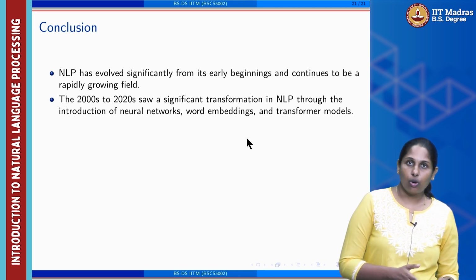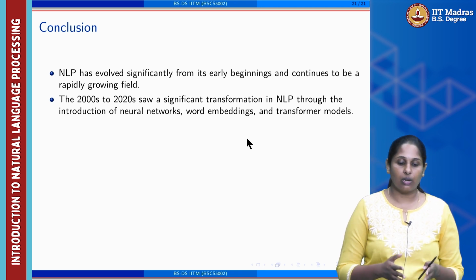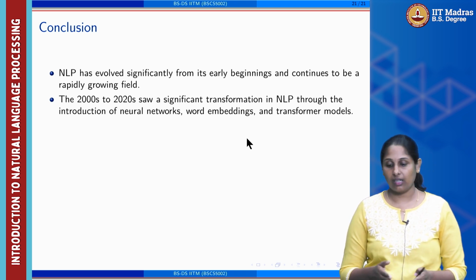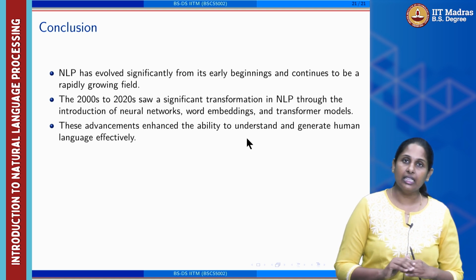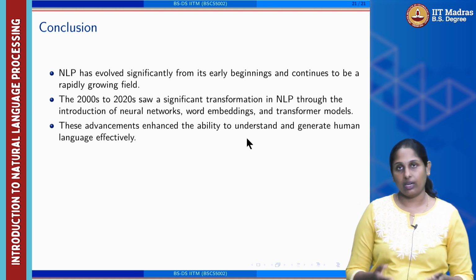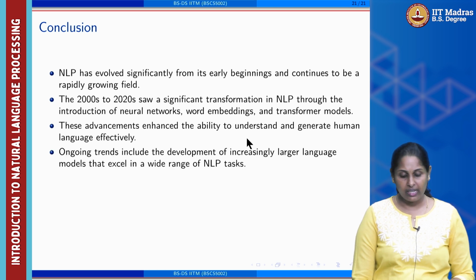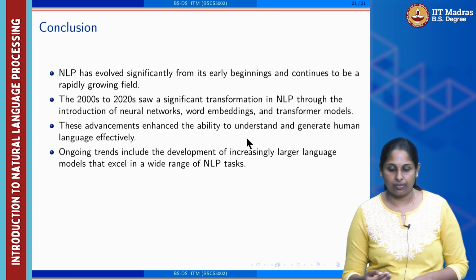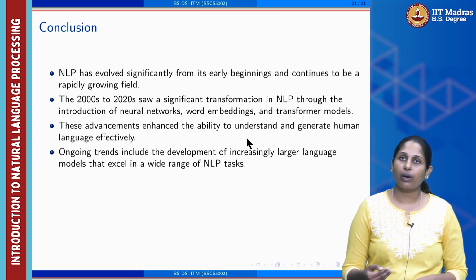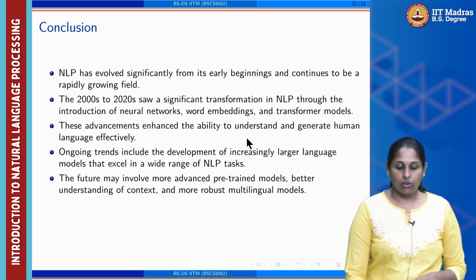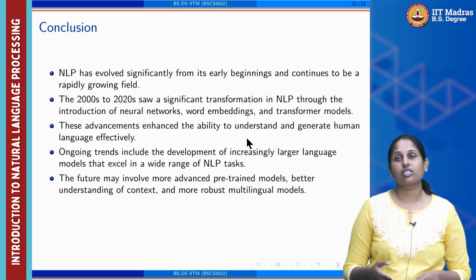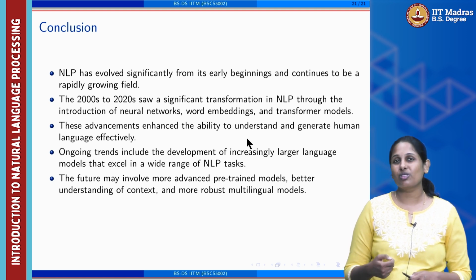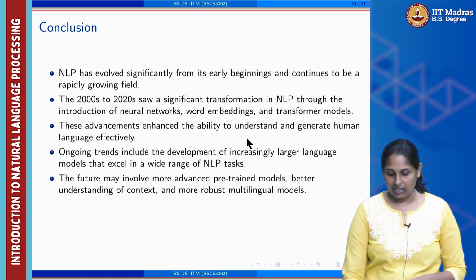So I could say the period from 2002 to the 2020s marks a very significant transformation because of neural networks, word embeddings and transformer models. These advancements enhance the ability to understand and generate human language effectively, and the ongoing trend is how to use these large language models increasingly so that we can build wider NLP applications. So the future may involve more advanced pre-trained models, better understanding and more robust multilingual models, which is the most required thing for the Indian context.